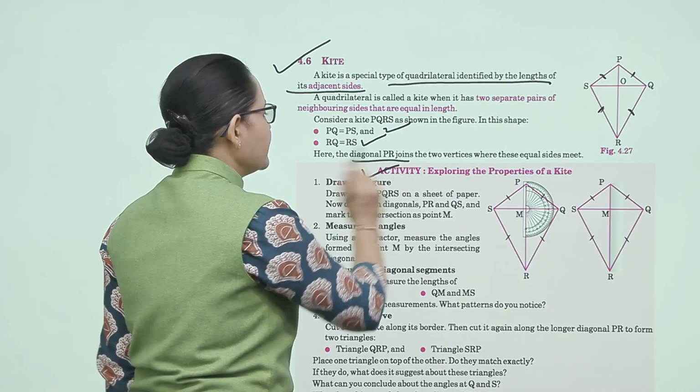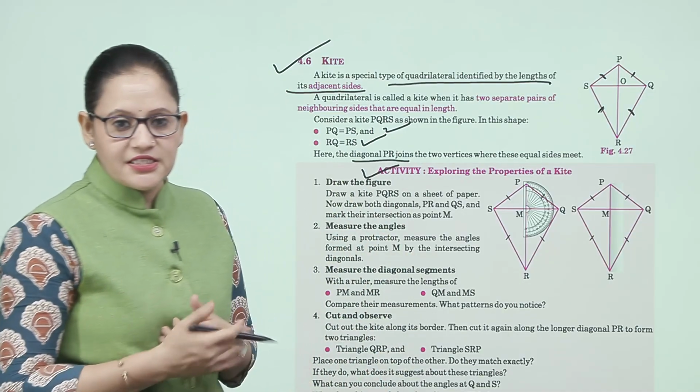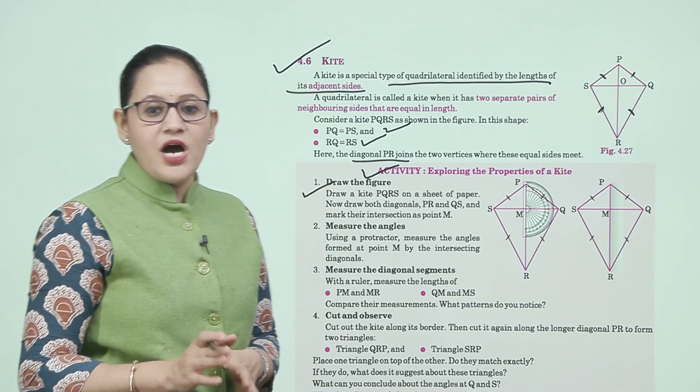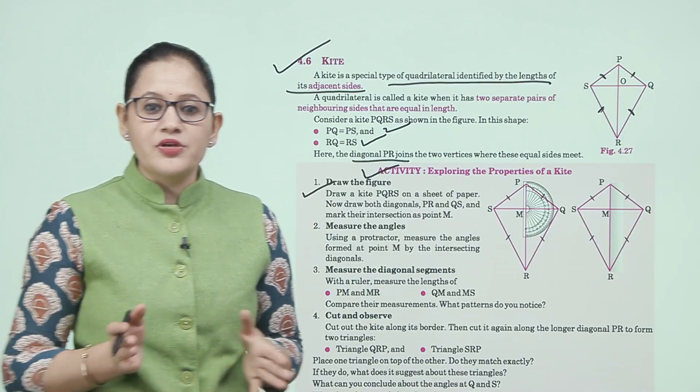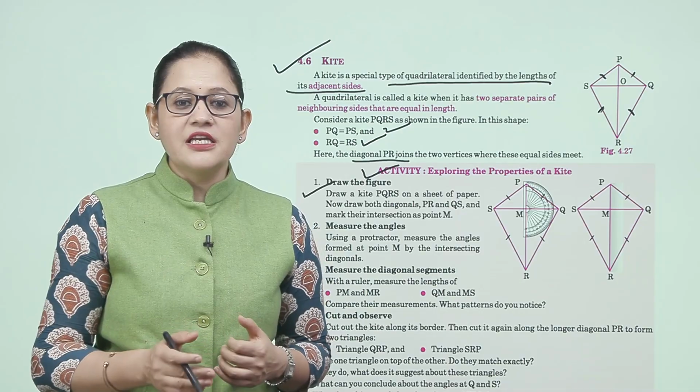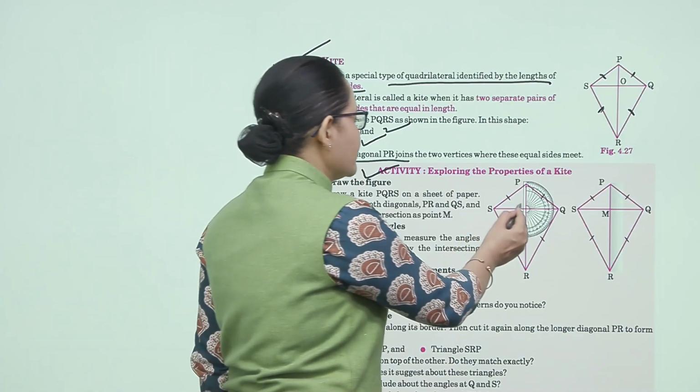Now here is an activity exploring the properties of the kite. Draw the figure. Draw a kite PQRS on a sheet of paper. Now draw both diagonals PR and QS and mark their intersection point M. This is the point M.